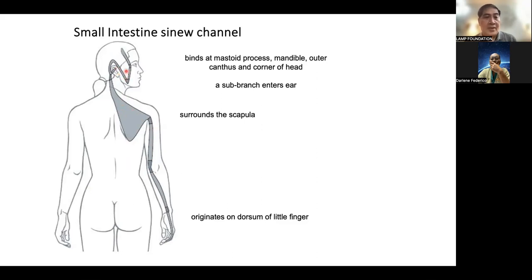A branch separates behind the auricle and enters the ear itself. After emerging above the auricle, the branch descends across the face, and then it connects beneath the mandible, the lower jaw. Then it ascends to connect at the outer canthus and the temple. Another branch separates at the mandible, ascends around the teeth and in front of the ear, connecting at the outer canthus and the angle of the natural hairline.